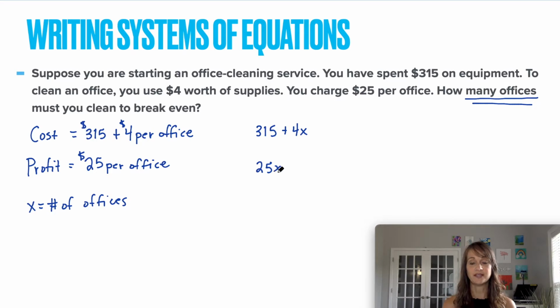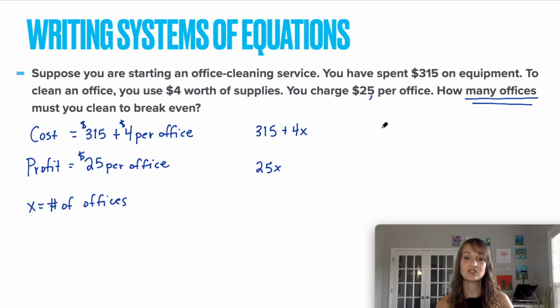The next part is, what do we set it equal to? Well, this wants to know how many offices you must clean to break even. So you want to know how many offices it will take for the amount of cost and the amount of profit to actually equal each other to break even.